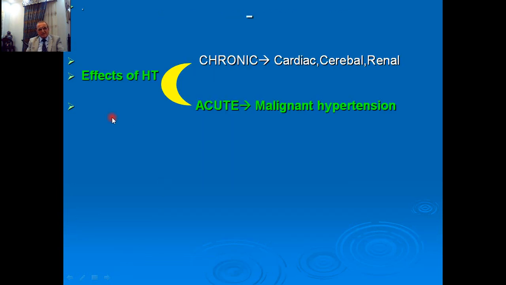To summarize the complications of hypertension, chronically high blood pressure will cause cardiac, cerebral, and renal complications. The cardiac are angina, myocardial infarction, heart failure. Cerebral are CVA, cerebral infarction, and TIA, and renal failure. Acutely, it can cause malignant hypertension with microvascular damage.